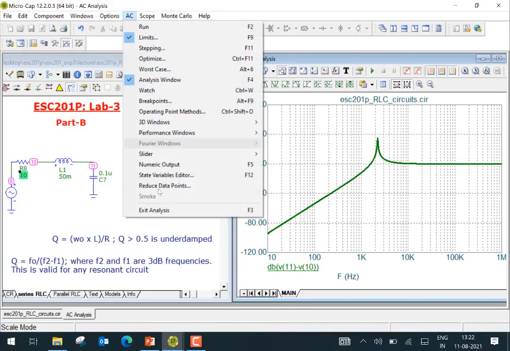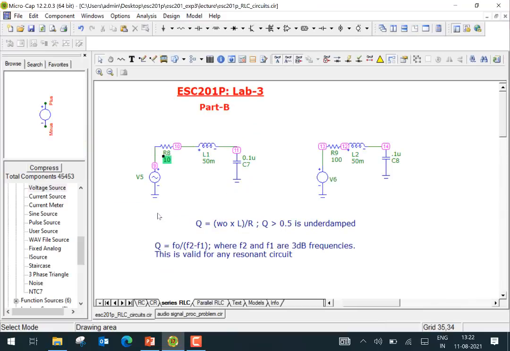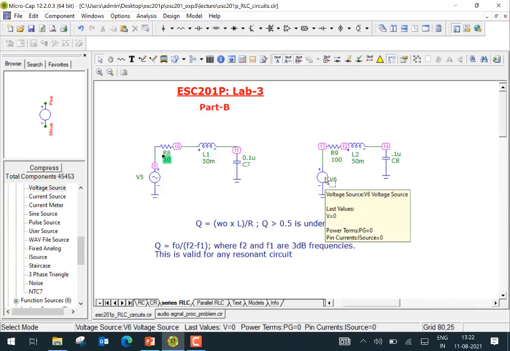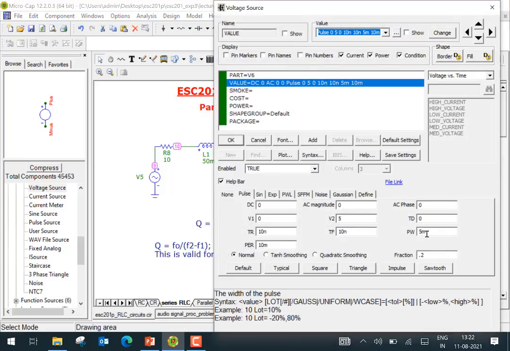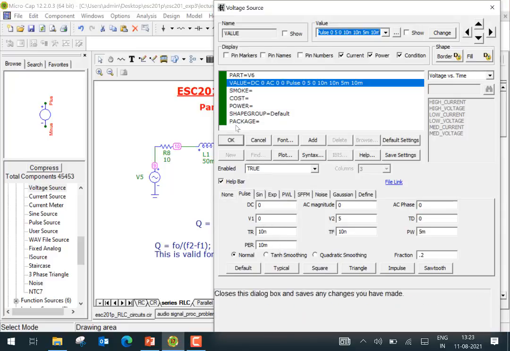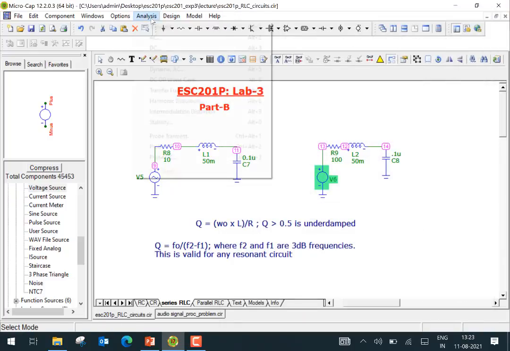So let's come out of the AC part here, and then we'll look at this part of the circuit in the transient domain. In the transient domain, again, we have done the same thing. Same 5 millivolt pulse width, and the period is 10 millivolt here, so everything is the same. So let's run the transient analysis here.